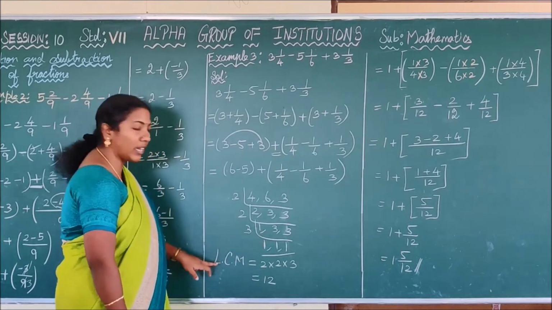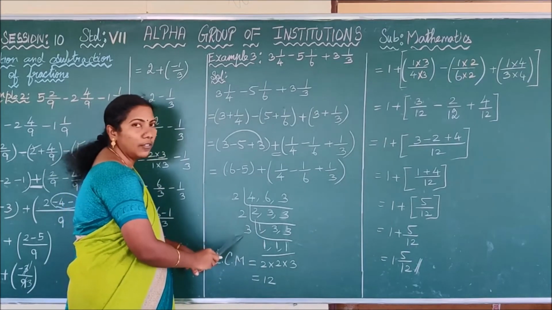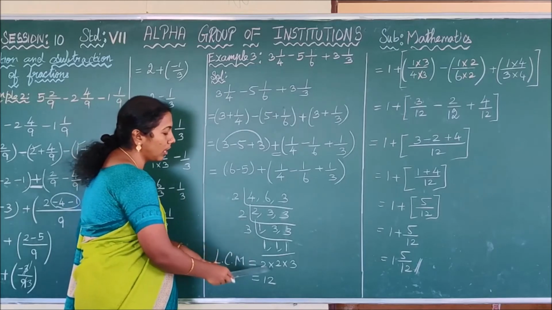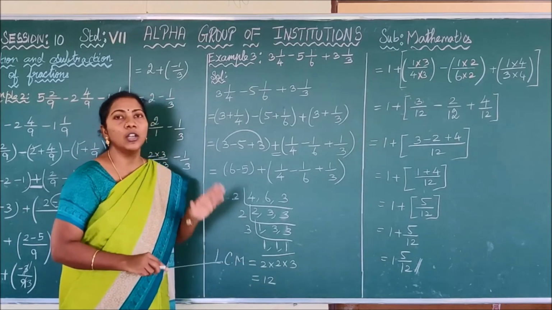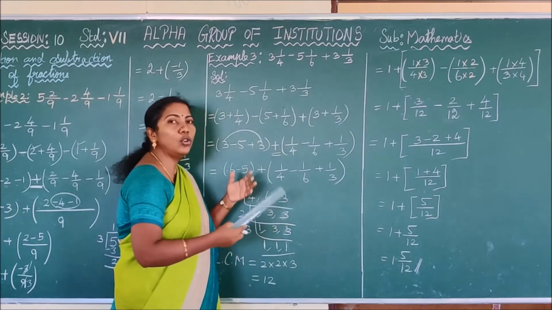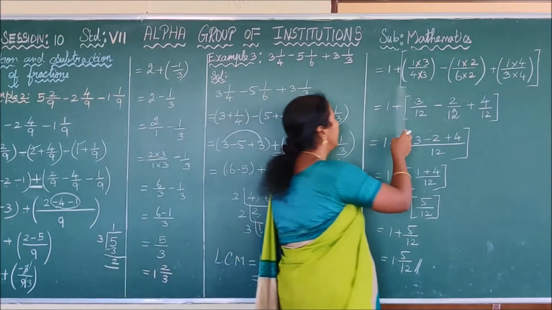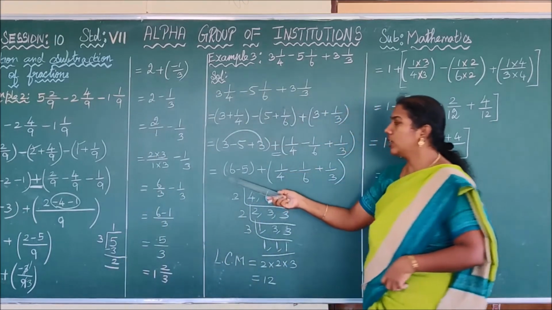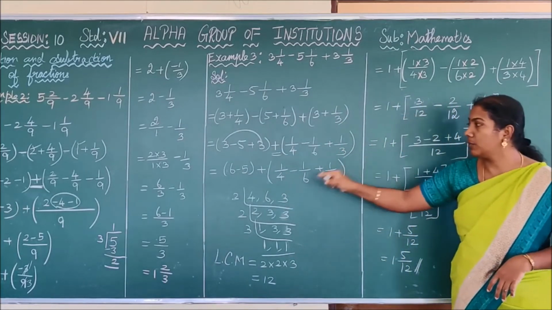Next we are going to find the LCM. How can you find the LCM? You have to multiply these divisors. 2 into 2 into 3. So 2 2s are 4, 4 3s are 12. Thus we got the LCM as 12. Now we are going to change these denominators into 12 and then we are going to evaluate this. See how we are converting. 6 minus 5, what is your answer? 1. Plus, we are writing this symbol plus.